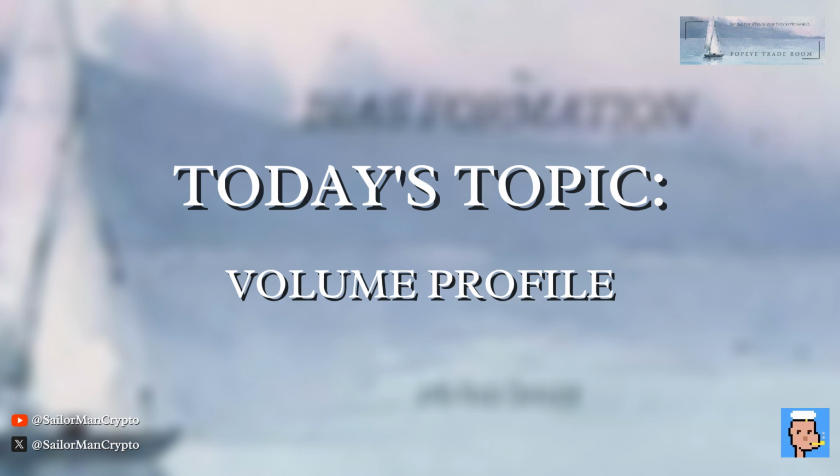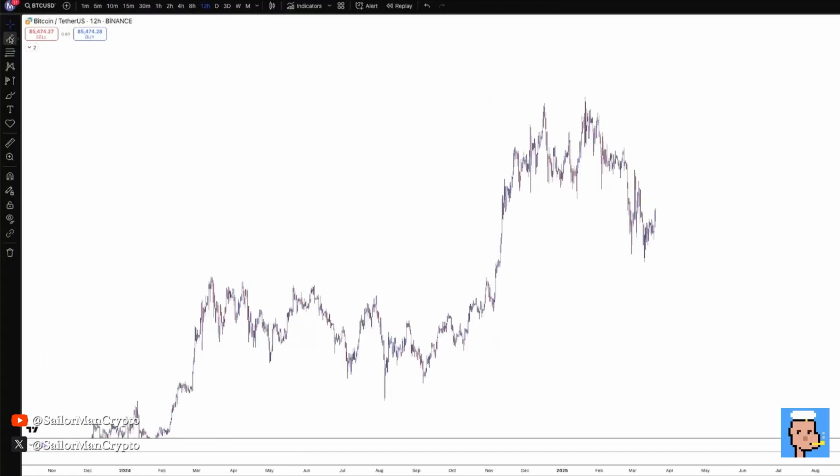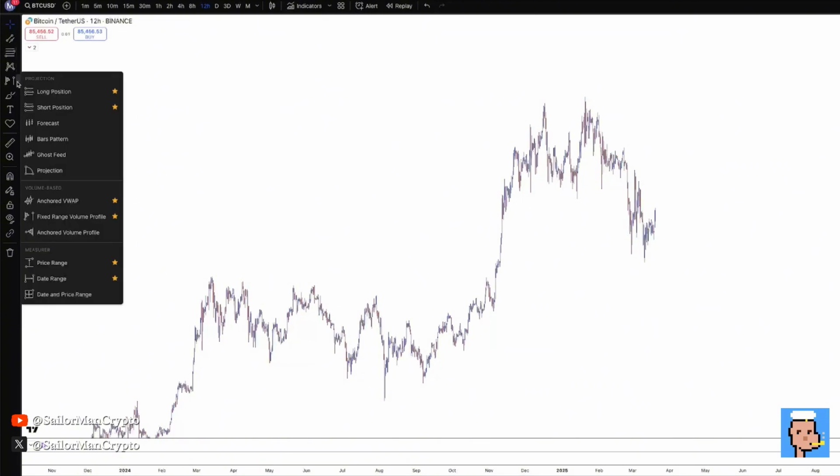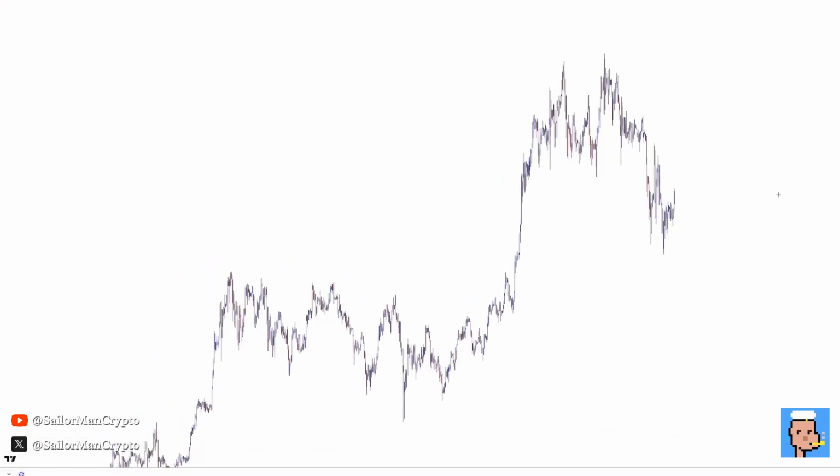So the tool that I physically use is a simple tool in TradingView, among the standard indicators, and you can find it here on the left bar, if I'm not wrong, here, and it's called fixed range volume profile. It's a free indicator that you can find in TradingView, but also in most trading platforms. So what does it show you?